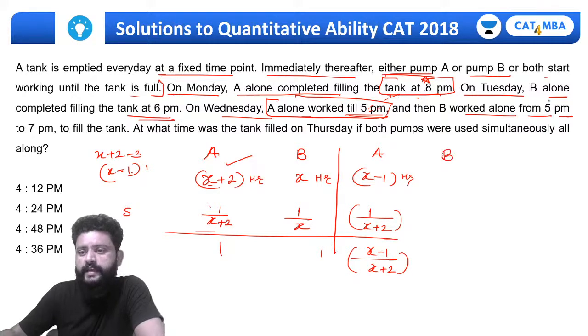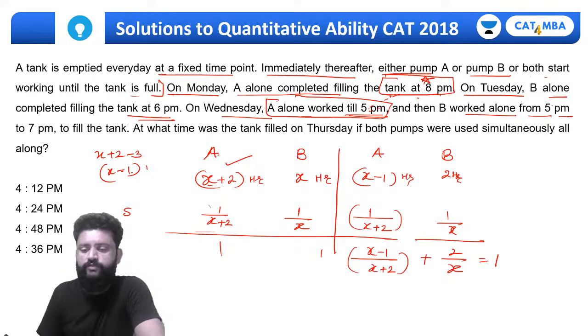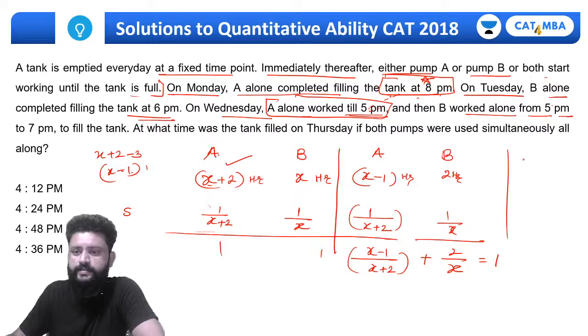After that, B works from 5 to 7, that is just for 2 hours, and in 2 hours with 1 by X की स्पीड से, this must be 2 upon X. So this is the capacity of the total tank, that must be 1. And first of all you can get the value of X here just by using this equation.